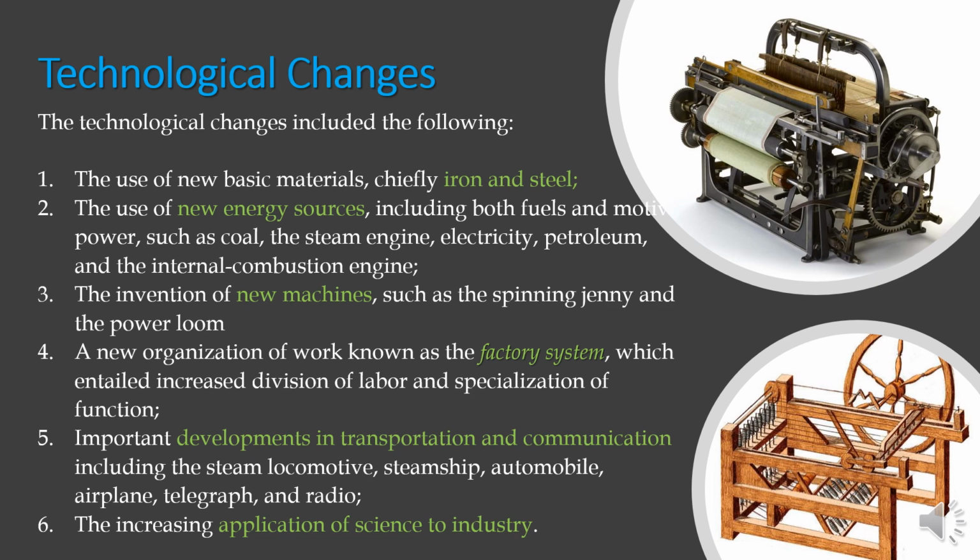Other machines were also developed, like the power loom and the spinning jenny, new ways of creating cloth for the textile industry. The textile industry started to boom at that time. Fourthly, the organization of the factory system. Manufacturing processes were developed during those times, and this entails increased division of labor and specialization of function, which we will discuss later.